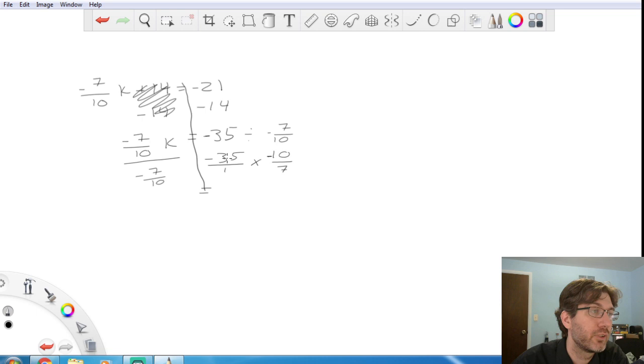Here you can do some pre-canceling. We can take the 35 and the 7. They both share a factor of 7. So this becomes a 1, and this becomes a 5. Because 35 divided by 7 is 5, and 7 divided by 7 is 1. Then you can just multiply across. 5 times 10 gives you 50. 1 times 1 is 1. You don't need it. Therefore, k equals a positive 50. Again, it is positive because the signs are the same here.